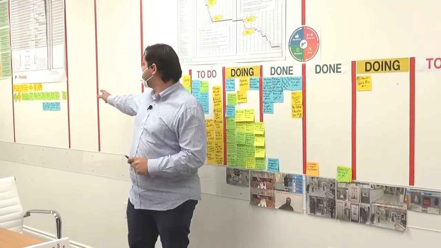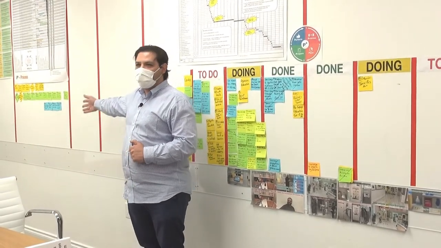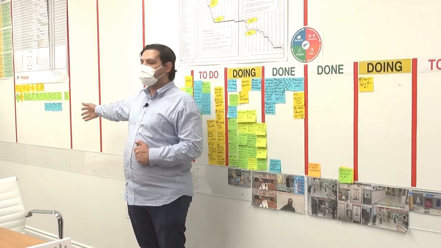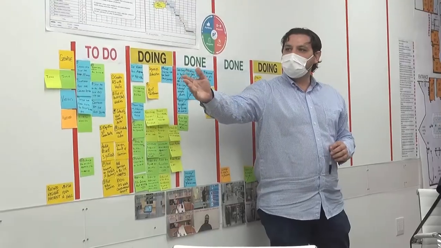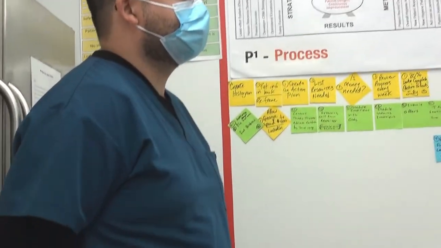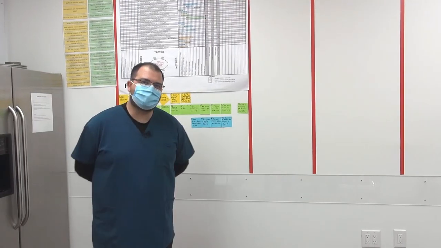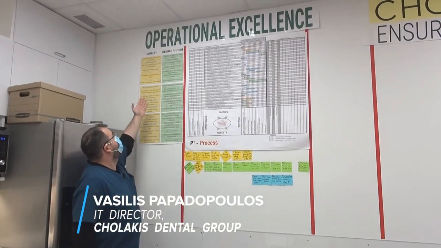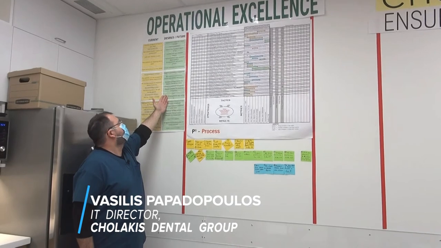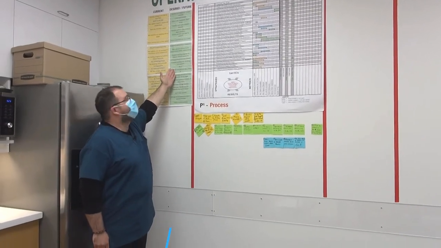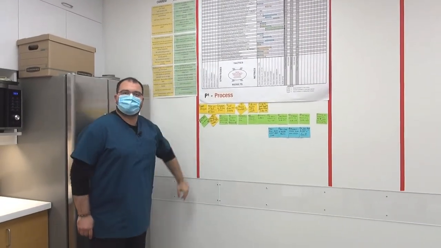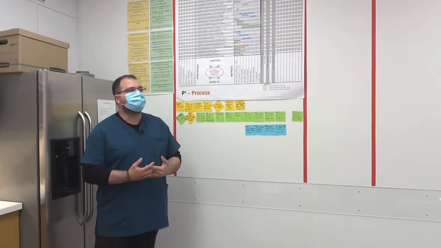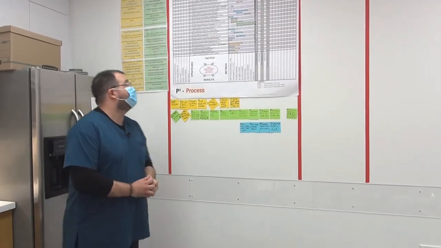Vasilis now is going to take us over to the operational wing of our Cholakis production system, and he'll be describing the operational excellence side of things. Now it's my time to explain the operational wing. Right here, we have the current and desired conditions in our clinic. That's our vision for operational excellence. It complements the safety excellence vision completely.